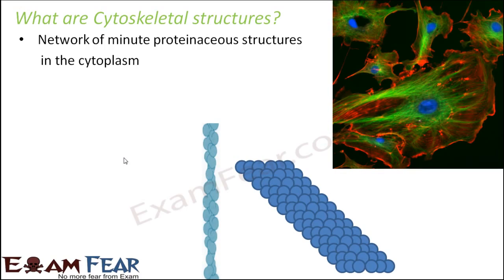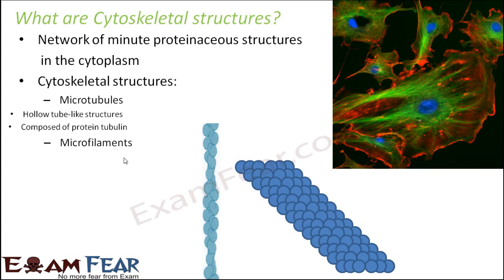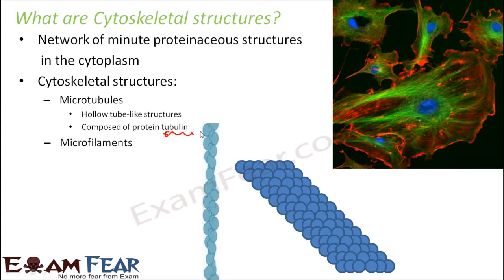So these cytoskeletal structures are a network of protein structures in the cytoplasm. What are the cytoskeletal structures? Microtubules and microfilaments. So what are microtubules? These are hollow tube-like structures. They are composed of the protein tubulin. This is how a microtubule looks, just one side view. It is a cylindrical structure made up of these proteins called tubulin. So they are the pillars of the bridge, and they give the basic support to the structure.